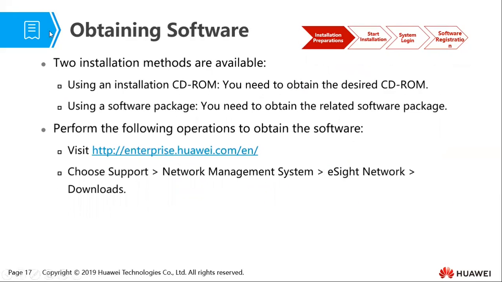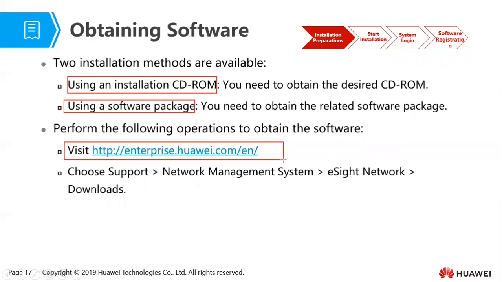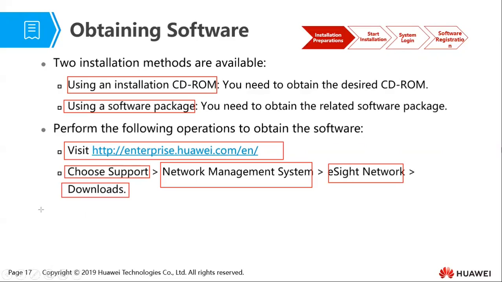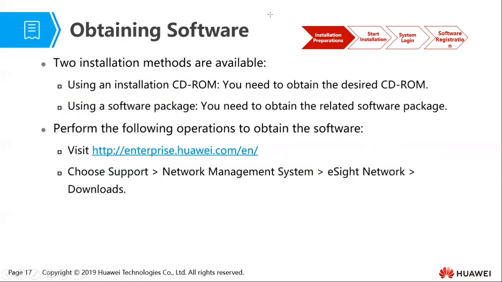So you can obtain the software in one of 2 ways. You can have a CD, or you can obtain the software package from the internet. So this is the particular link that you can use to obtain the software by going to choose support network management eSight. Then you're going to get several versions of eSight. So you can choose one that you want to use.